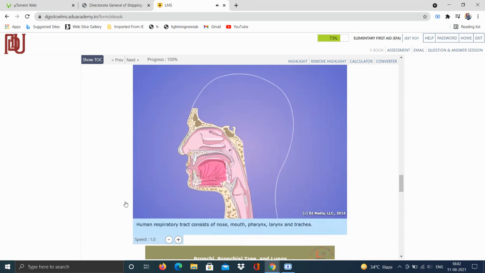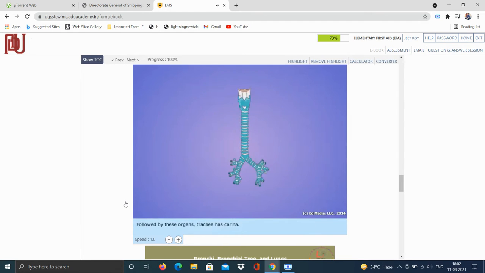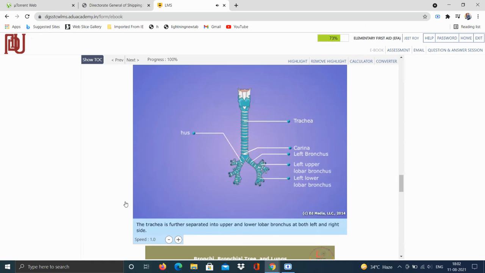Human respiratory tract consists of nose, mouth, pharynx, larynx, and trachea. Followed by these organs, trachea has carina. The trachea is further separated into upper and lower lobar bronchus at both left and right side.